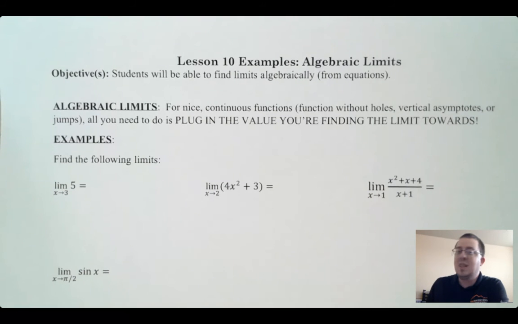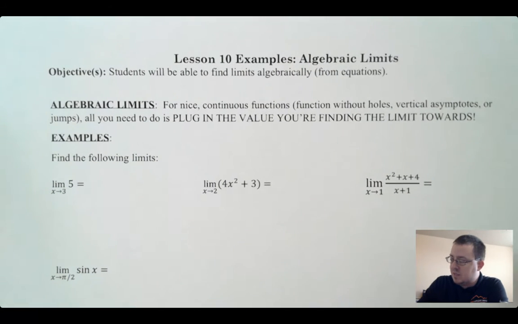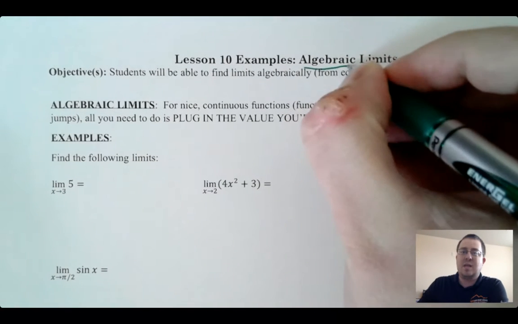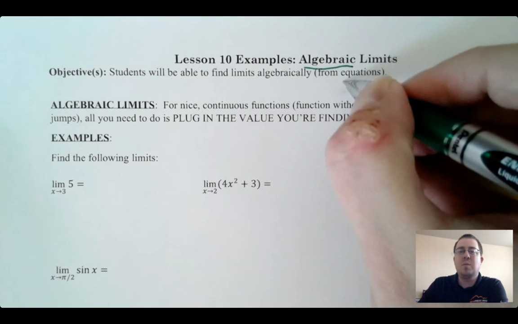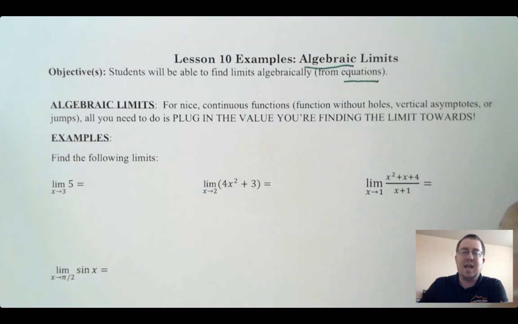Today we're going to talk about limits again, like we did last time, but this time we're going to be looking at limits algebraically. So what does that mean? That means we're not going to be looking at tables or graphs anymore, but we're just going to be looking at equations and can I find the limits of these equations?